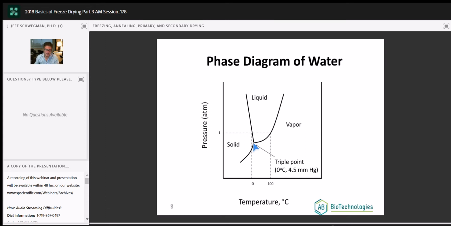However, you'll notice the triple point. There's only one temperature and pressure where water exists in the solid, the liquid, and the vapor state in equilibrium. One temperature and pressure. That's at 0 degrees C. Actually, that looks like it's a little higher on my graph. And 4.5 millimeters of mercury.